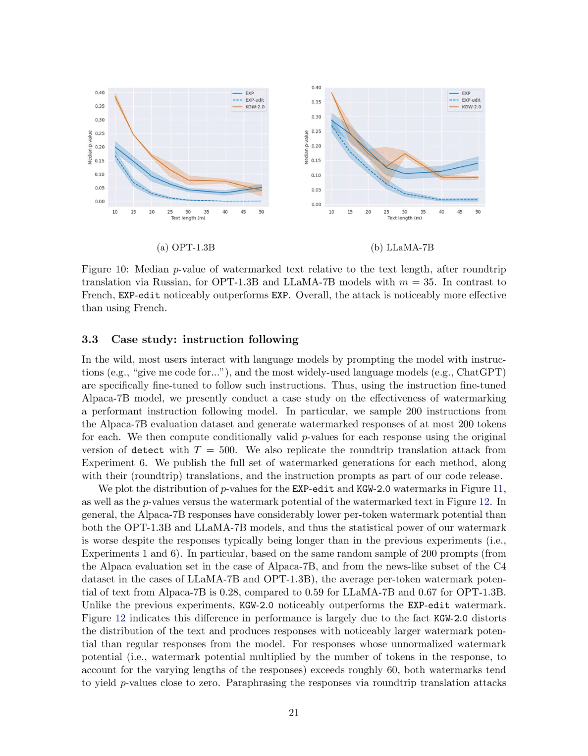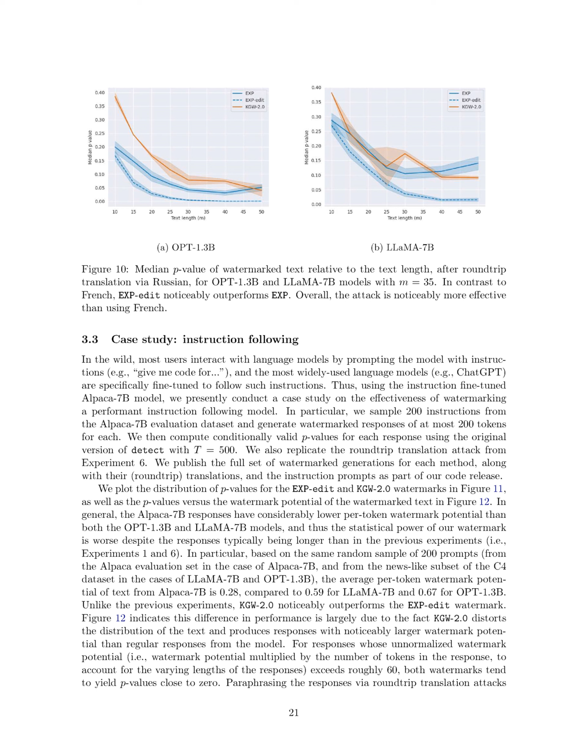We've taken 200 instructions from the Alpaca 7B evaluation dataset and generated watermarked responses of up to 200 tokens for each. We then calculated conditionally valid p-values for each response using the original version of the detect function with T set to 500. We also repeated the round-trip translation attack from experiment 6. We've made all the watermark generations for each method, along with their translations in the instruction prompts, available as part of our code release. We've also plotted the distribution of p-values for the EXP edit and KGW 2.0 watermarks, as well as the p-values versus the watermark potential of the watermark text.